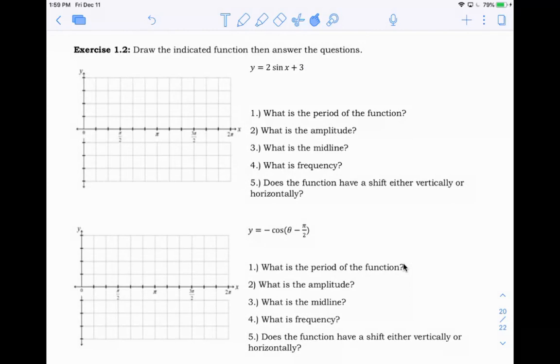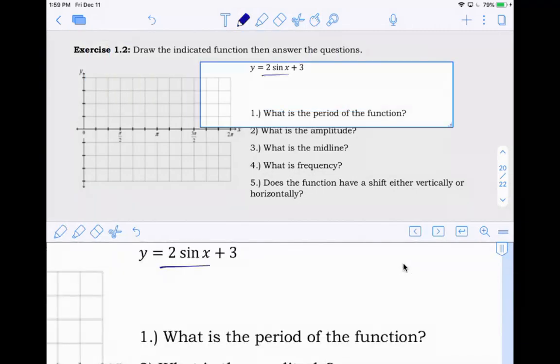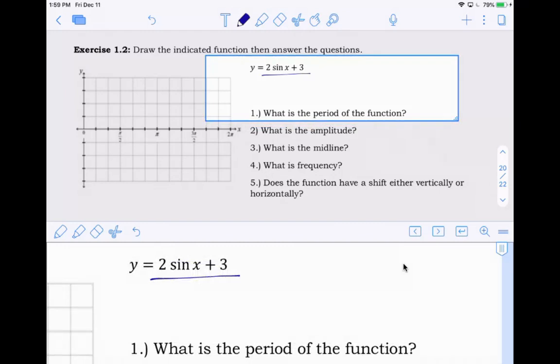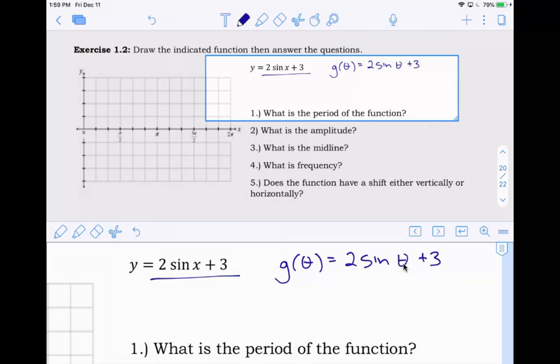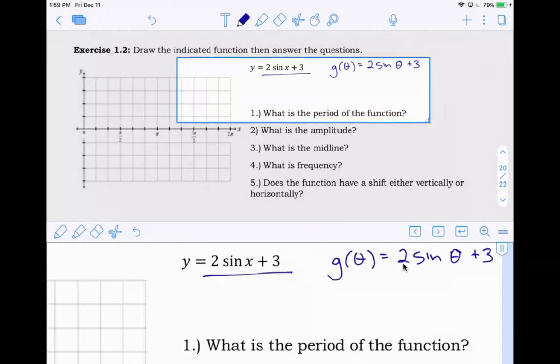So here I have the equation that looks similar to a sine. It's 2 sine x plus 3. Sometimes you'll see it as g of theta equals 2 sine theta plus 3. But honestly, those are the same thing. X and theta are acting the same here, and y and g are acting the same here. It's just a variable switch. So if you see a theta in your homework or on a test, don't let that scare you. It's doing the same exact thing as if it was just x. Okay.